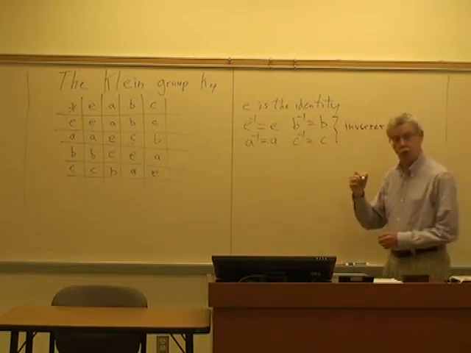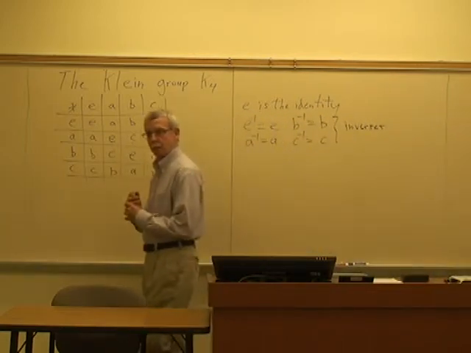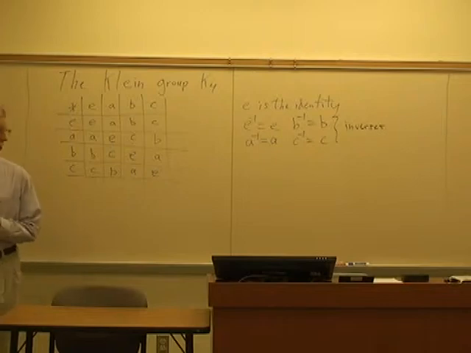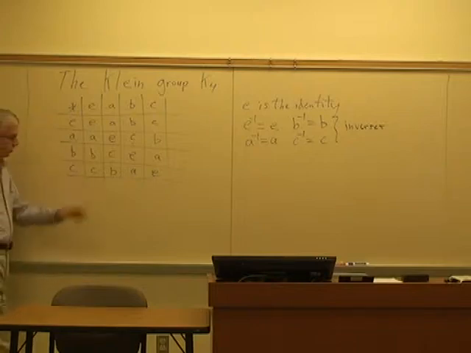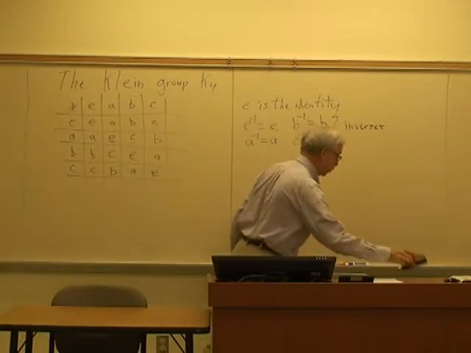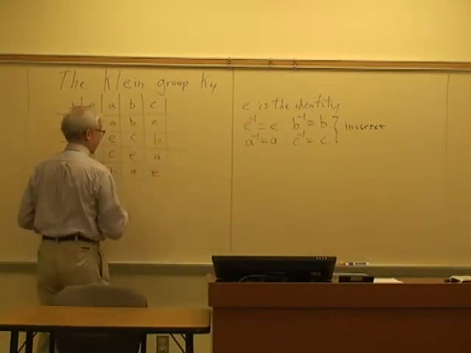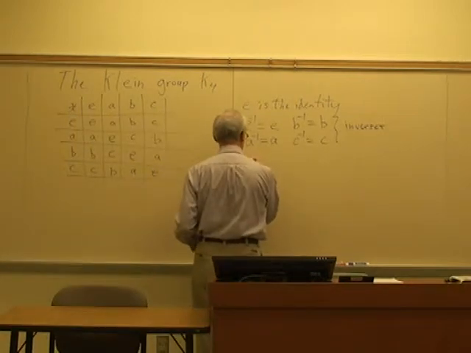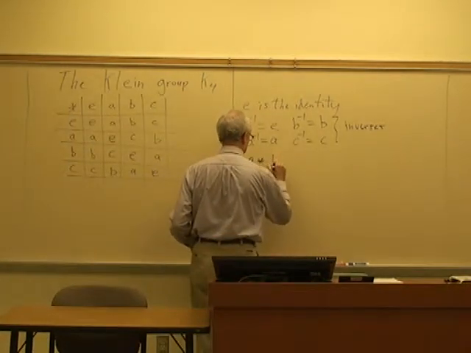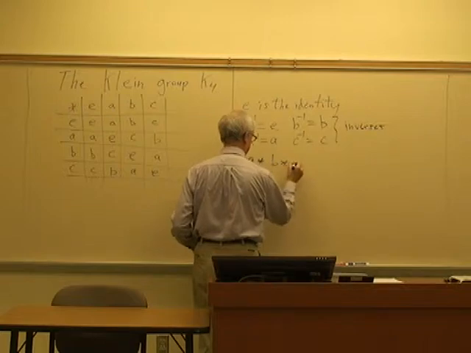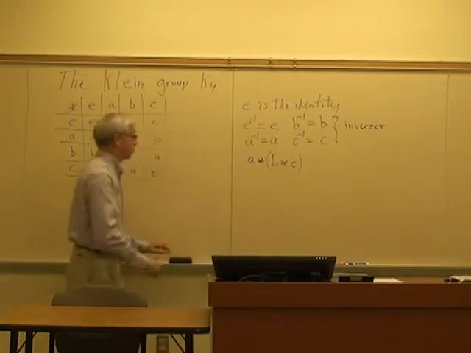Identity, inverses, what else do I need for a group? Associativity. Well, that's a lot of work, right? I'd have to try them all. Let's just do one of them. It would take too much time to try to calculate all of them. Let's try A star B star C, because it reminds us how to calculate in a group.